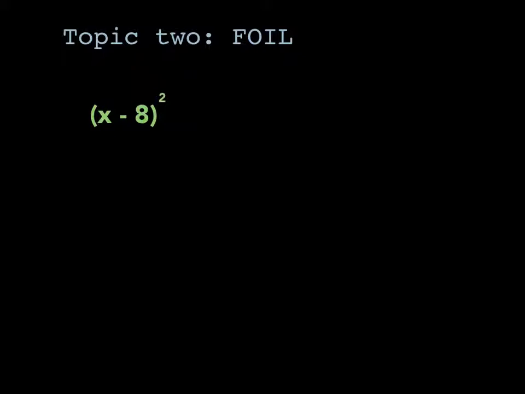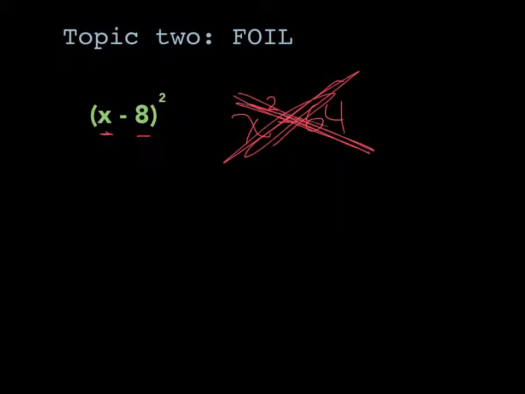Looking at this problem, x minus 8 squared, it's extremely tempting to just want to put that squared on both the x and the negative 8. So to say x squared minus 64. But if you do that, you're not going to get the right answer. This is incorrect.